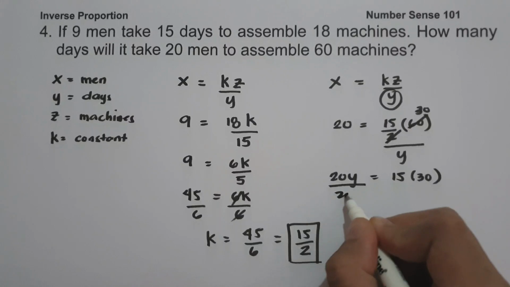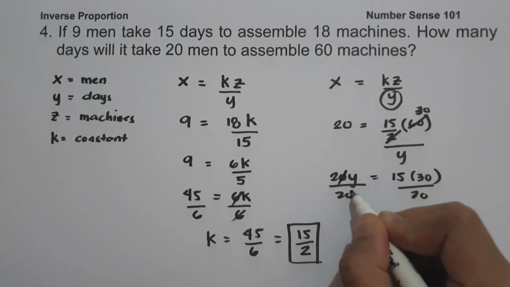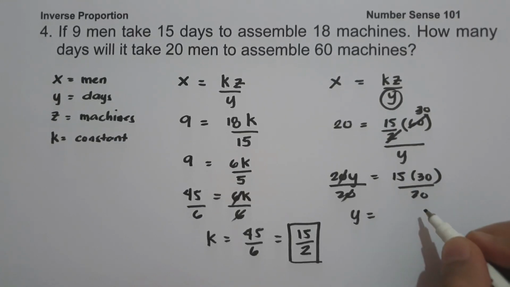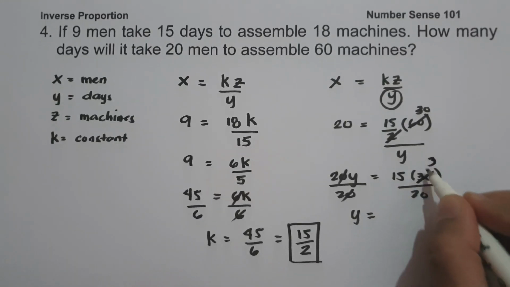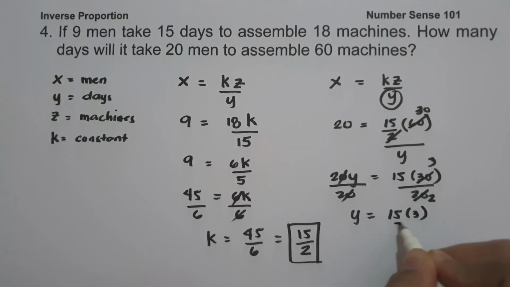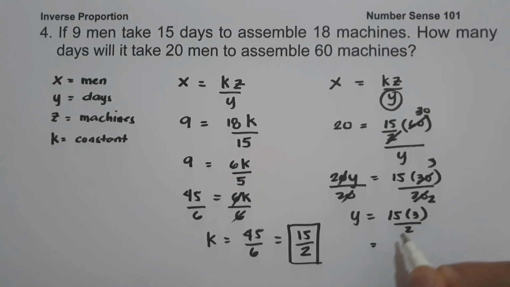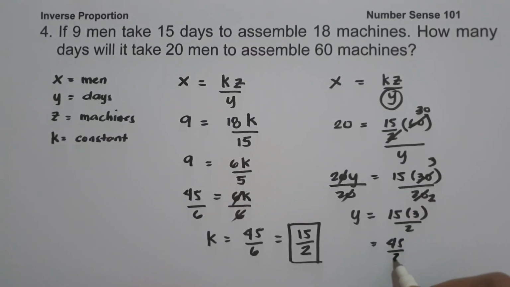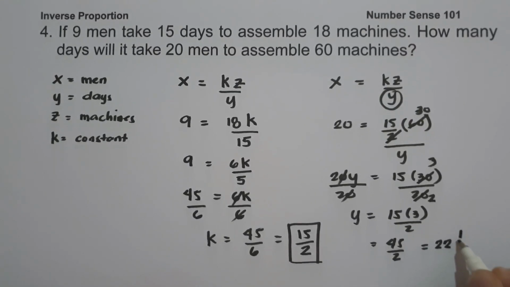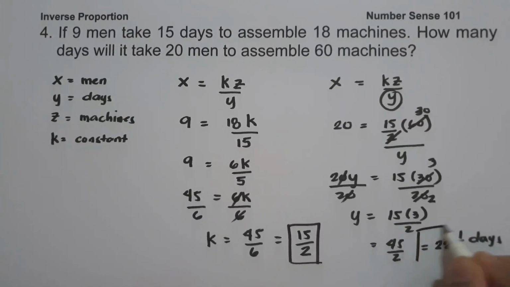So and then let us divide both sides by 20. Let us cancel this one. So y equals 30 and 20 are divisible by 10. So 30 becomes 3 and 20 becomes 2. We are going to have 15 times 3 over 2. 15 times 3, that is 45 over 2. So if we are going to divide this one, 45 divided by 2, that is 22 and 1/2 days. And this will be our answer.